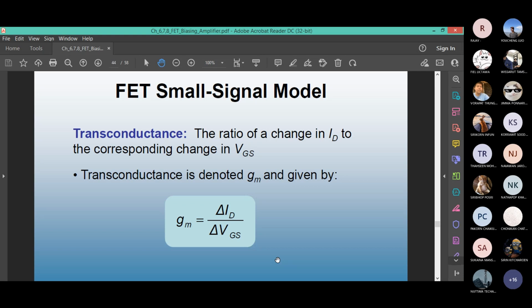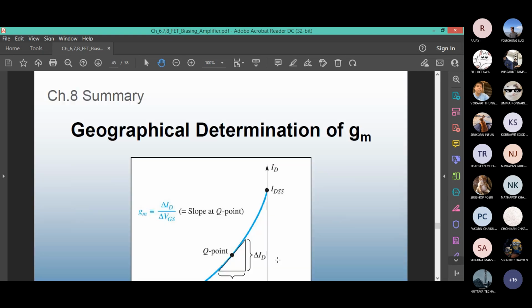Why transconductance? This parameter connects input with the output. The numerator is an output parameter. The denominator is an input parameter. GM connects these two using the ratio.